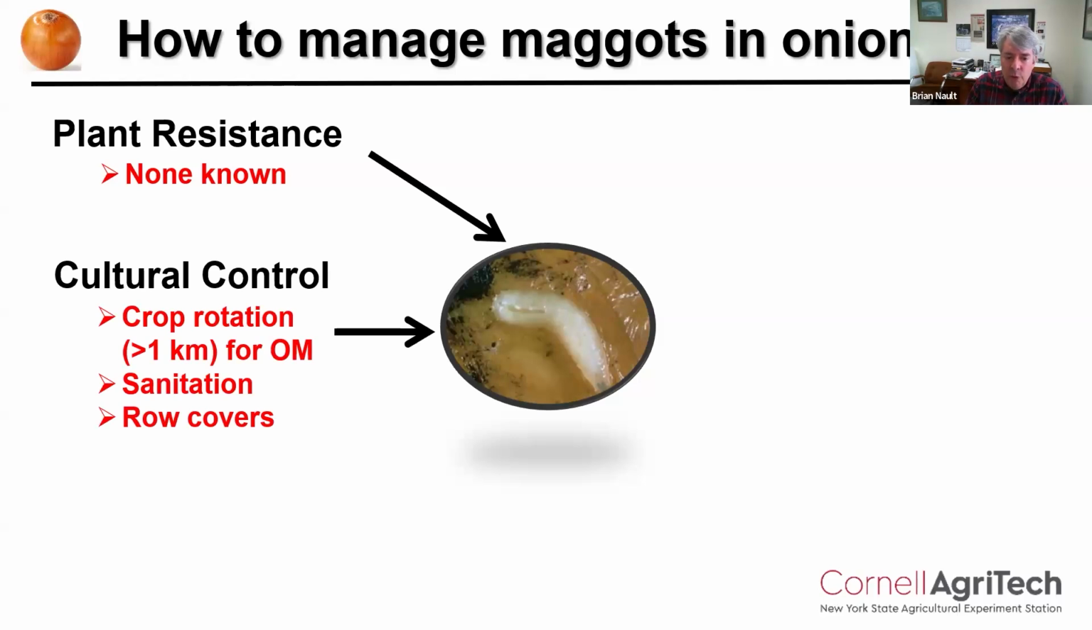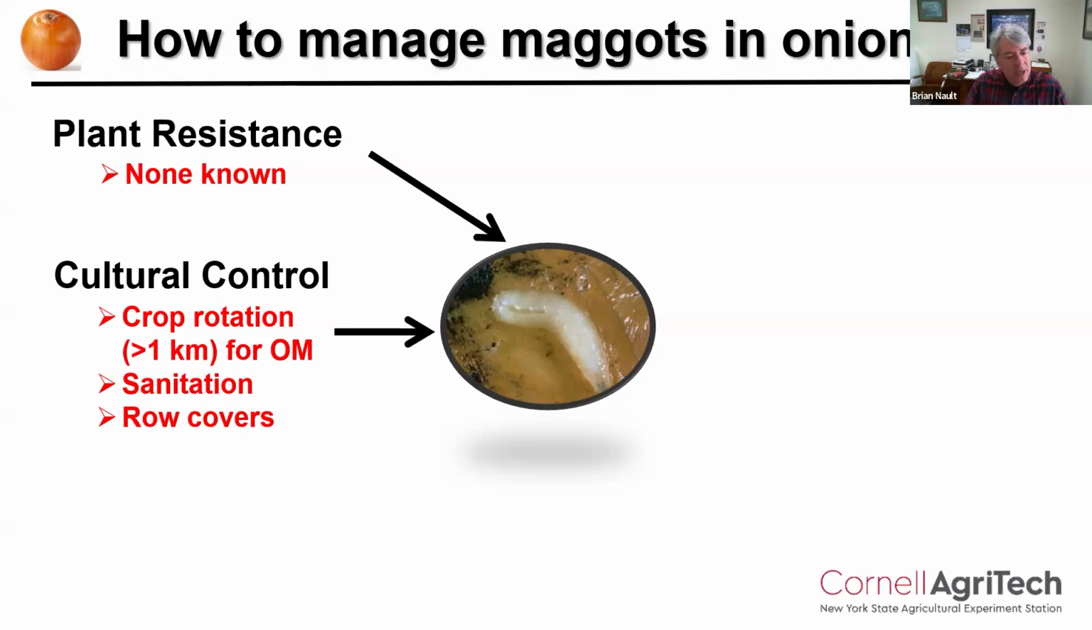So we do know that rotating onions at least a kilometer or more away from previous onion fields or any other alliums can reduce infestations of onion maggot. It won't have any effect on seed corn maggot, but it can reduce onion maggot. But of course, that's difficult in muck production systems because we don't typically have the luxury to rotate that far away from previous onion fields.